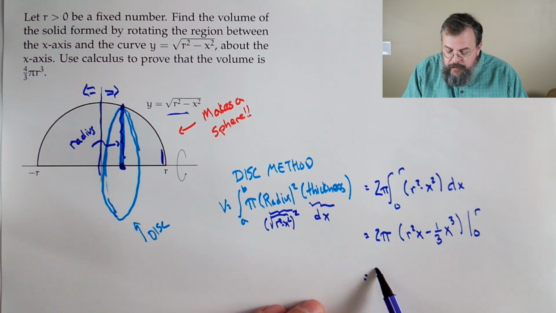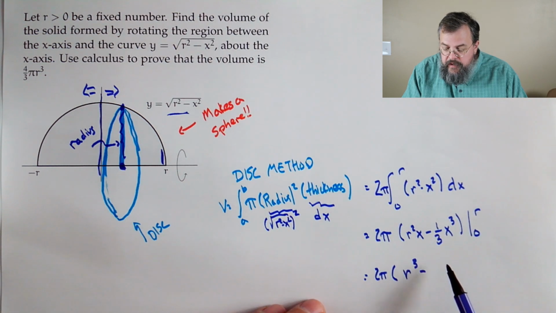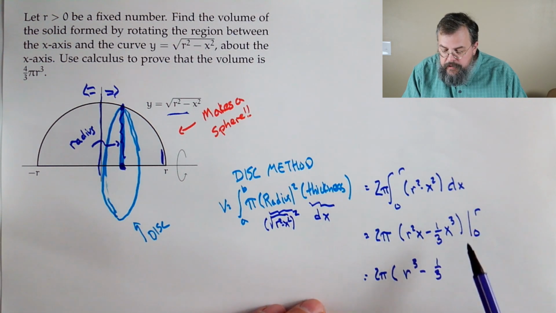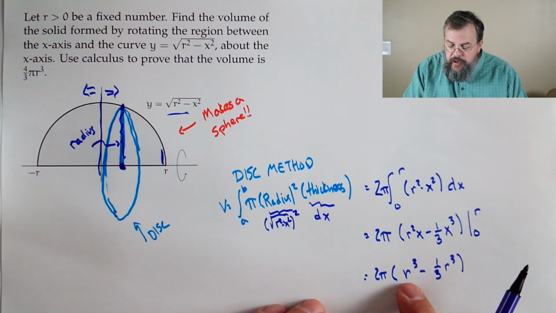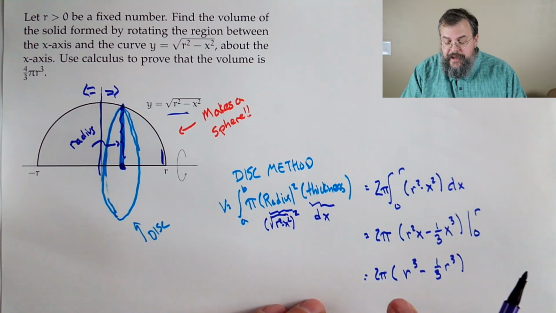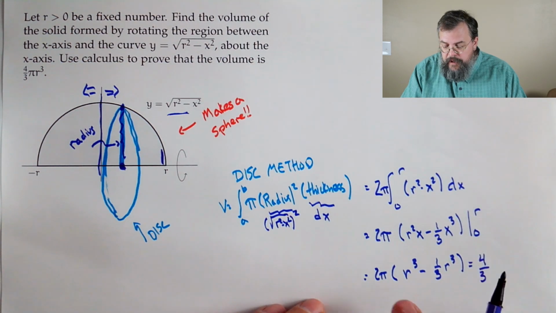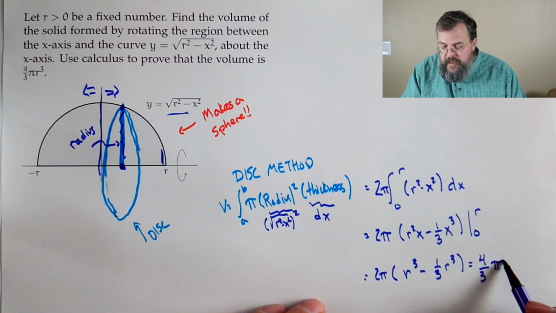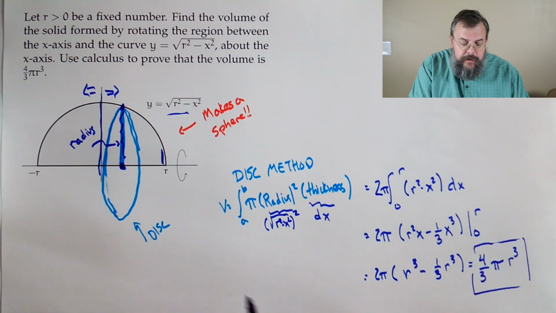So we get 2 pi. So we have r squared times r. Well, that's r cubed minus 1/3 r cubed. So you'll notice it's r cubed in both. So then you have 1 minus 1/3. Well, that's 2/3, times 2 gets us to 4/3. We have the pi, and then we have the r cubed. 4/3 pi r cubed, which is what we said we'd get, right?